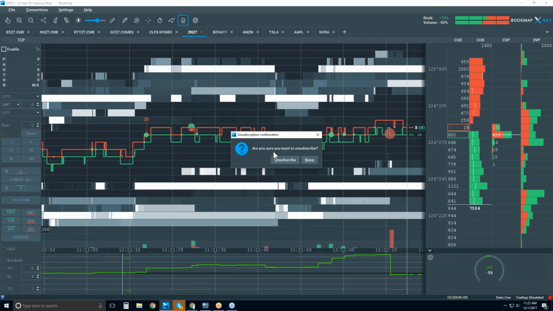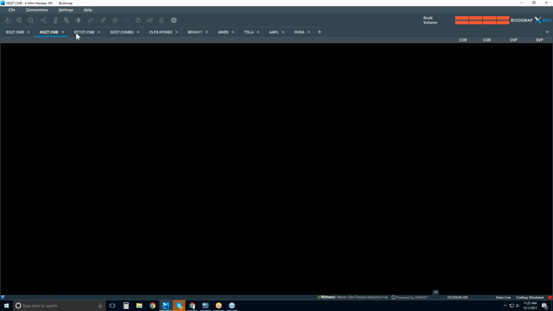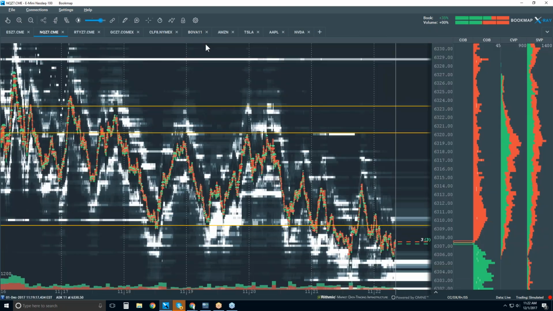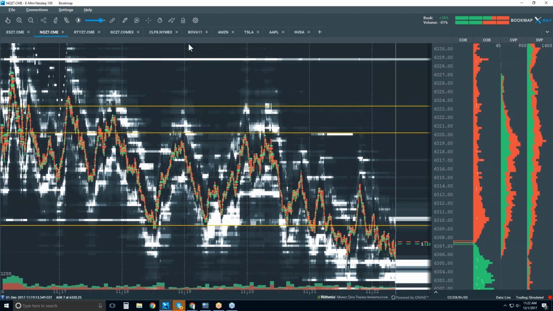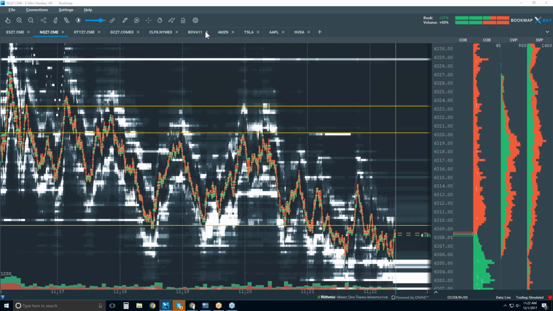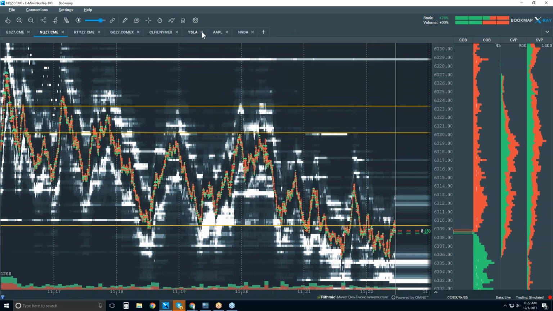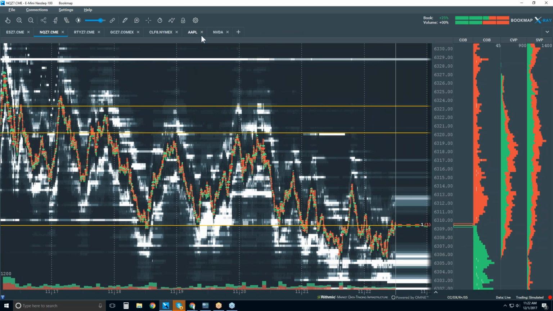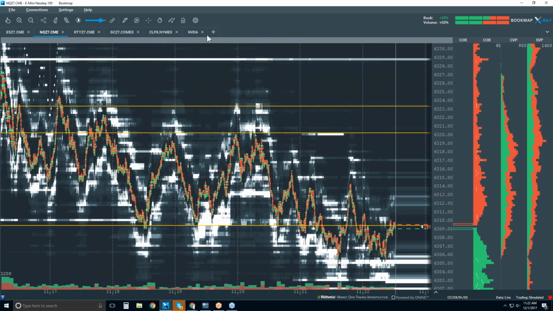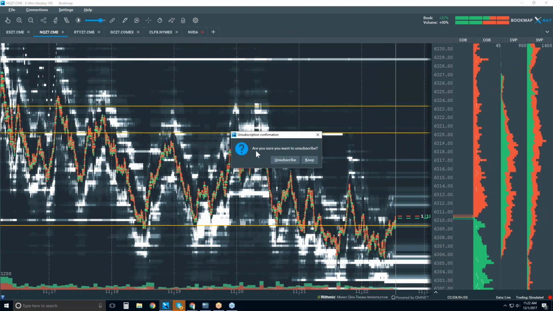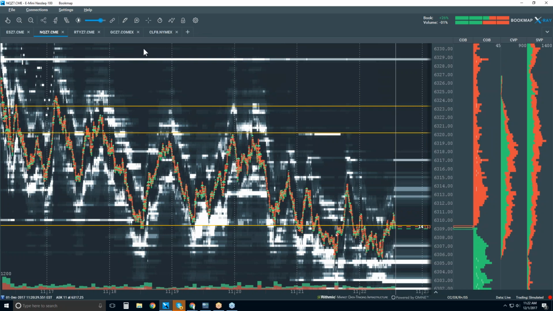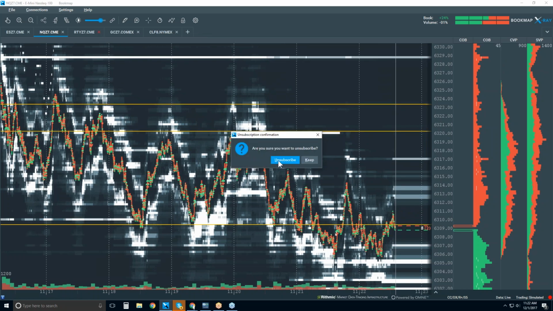Let's go back to NQ. All right, I think this ought to help a little bit. So I have a lot of data coming into my Bookmap here. Let me close the Russell.